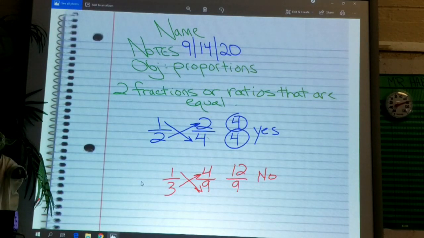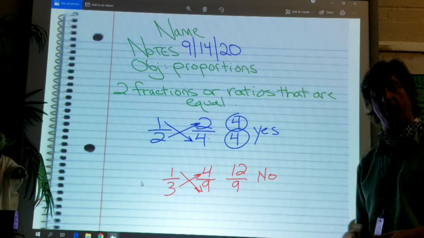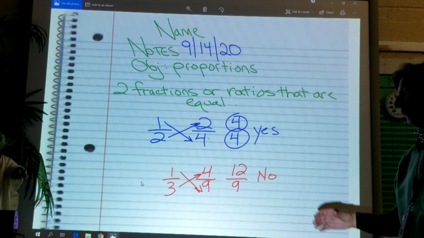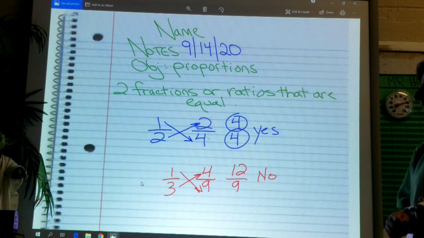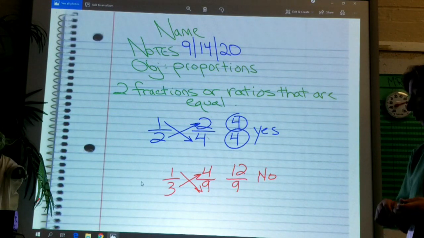Proportions, we're going to start doing proportions with missing numbers and variables. And that'll be tomorrow. But for now, we're just going to practice doing these, okay? Checking to see if something is a proportion or not, okay? Pretty easy stuff for today after a nice long weekend.